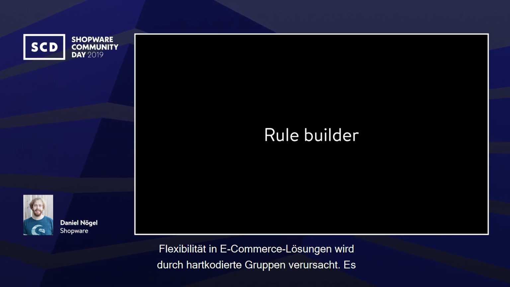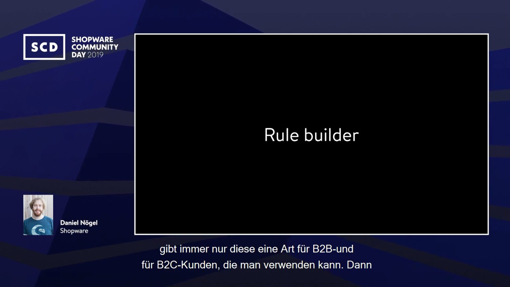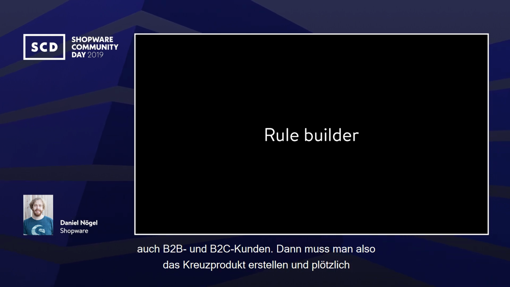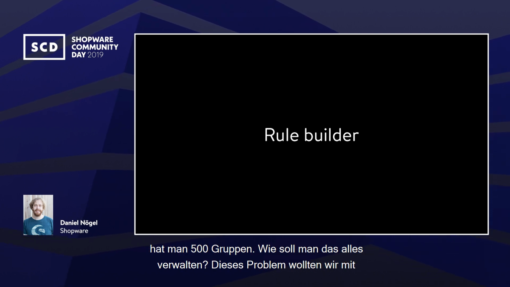Another thing is the rule builder. So I was thinking to myself, a lot of the inflexibility you have in e-commerce solutions is because there's some way of hard-coded groups. And there's always only this one type you can use, and you have to use it for your B2B and B2C customers, and then you will have groups for Poland, Switzerland, and for Germany, for example. But then again, there are also B2B and B2C customers, so you need to build the cross-product, and suddenly you will have 500 groups. How does anyone maintain that?